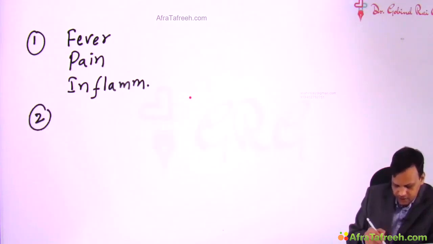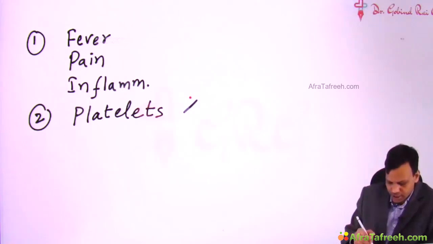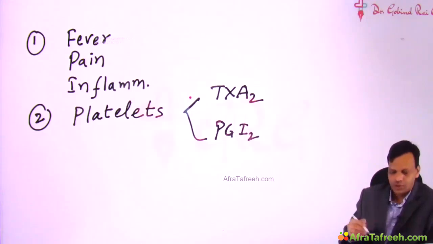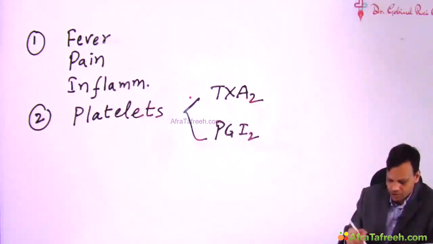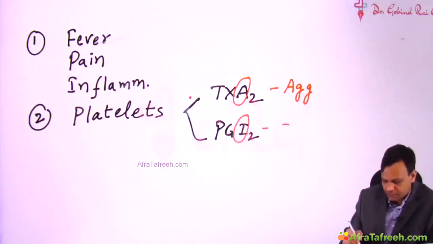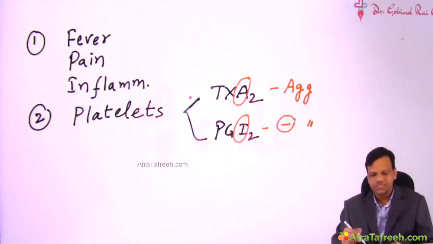We discussed earlier the effect of prostaglandins on platelets. In hematology we covered this. Two prostaglandins have opposite effects on platelets: thromboxane A2 and PGI2. So you can easily remember: thromboxane A2, A for aggregation. It causes platelet aggregation, whereas I means it will inhibit the aggregation. So thromboxane A2 causes aggregation, PGI2 causes inhibition of aggregation.